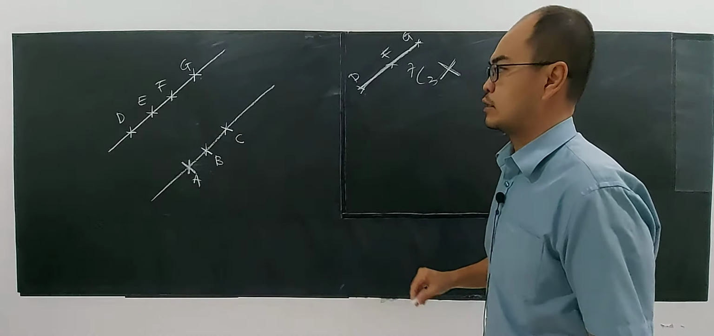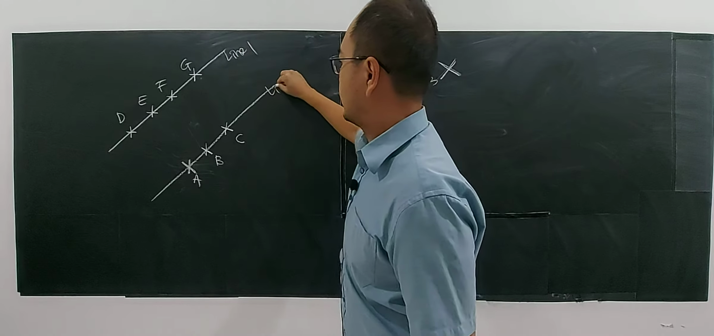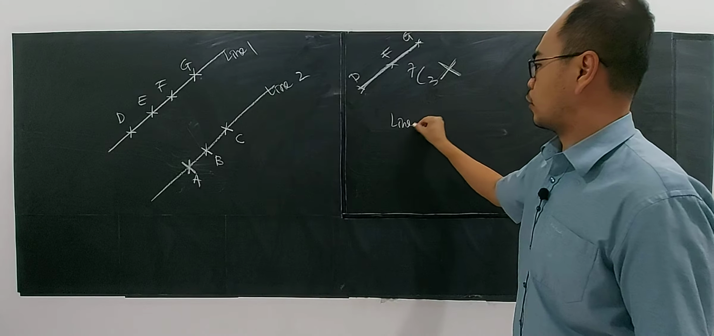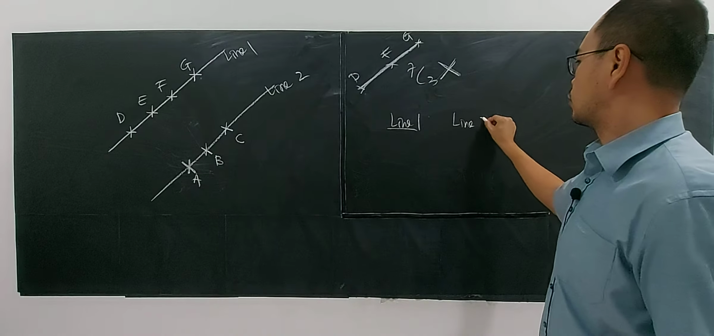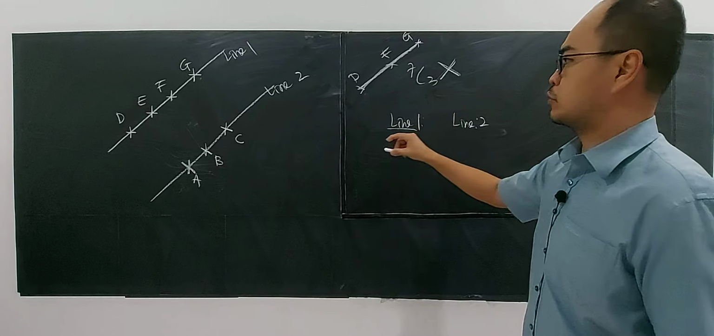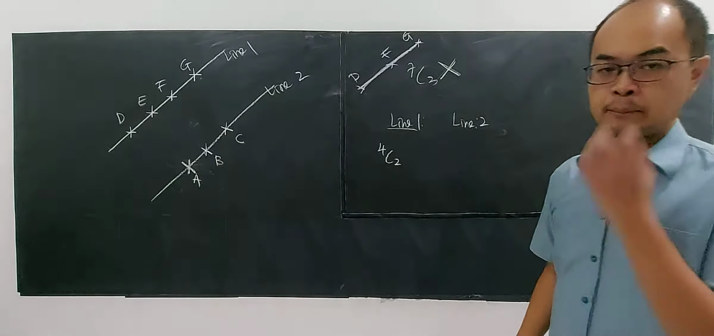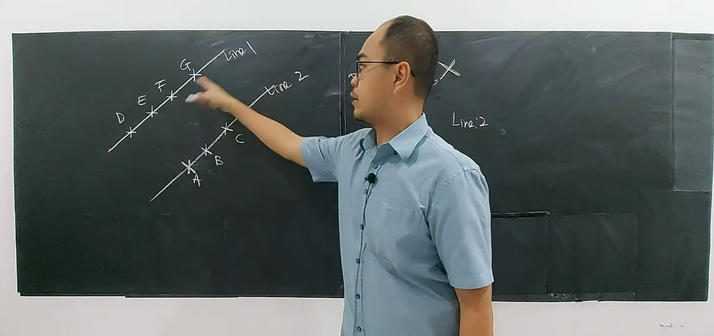So I divide the cases, for line 1 and line 2. This is for your understanding. For line 1, I will choose 2 points, which means 4 choose 2. Simple. 4 choose 2 means from the 4 points I choose 2 points first, any 2 points.